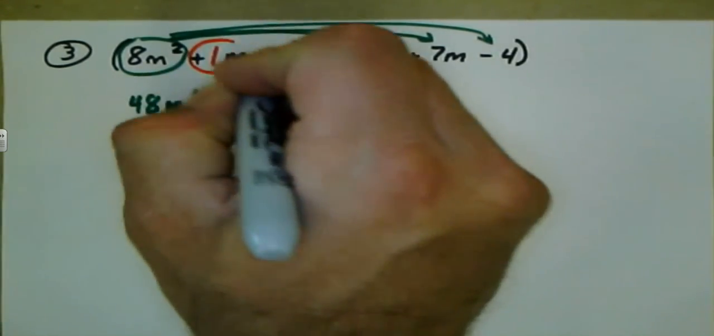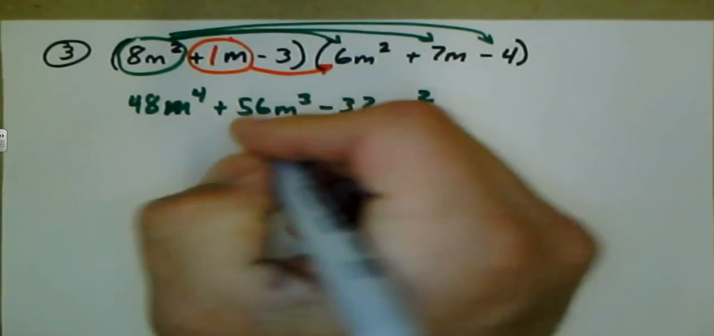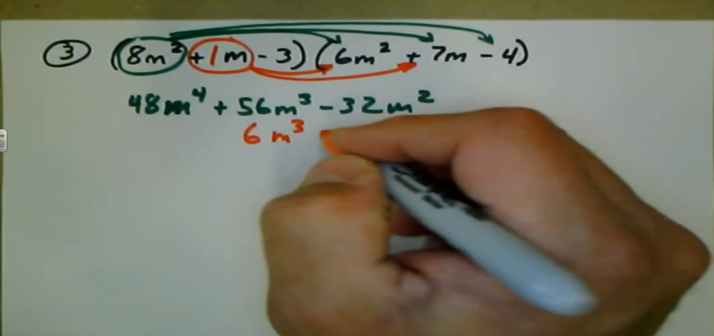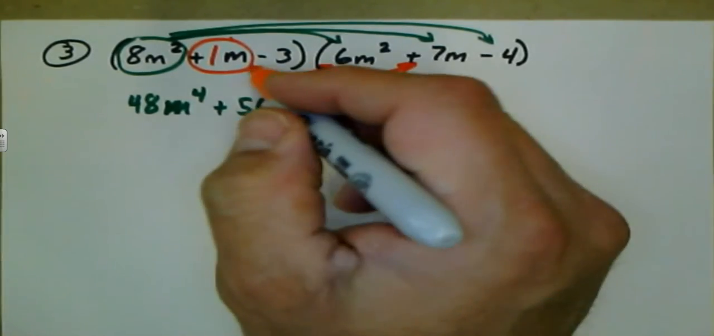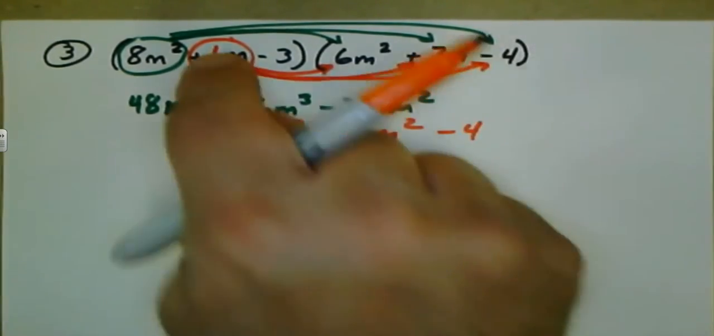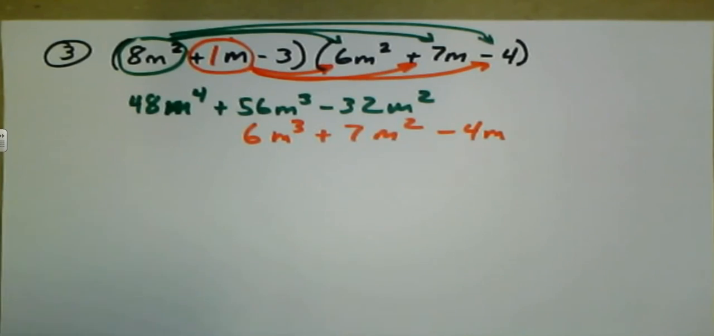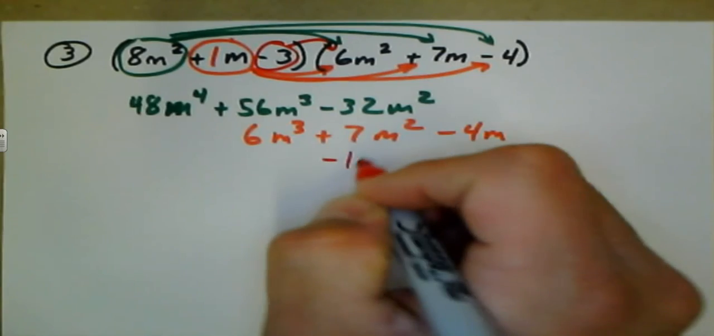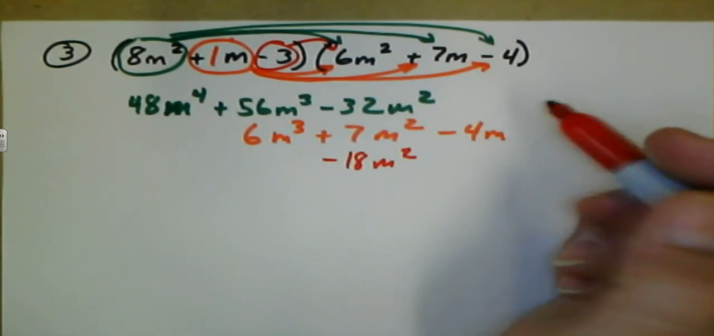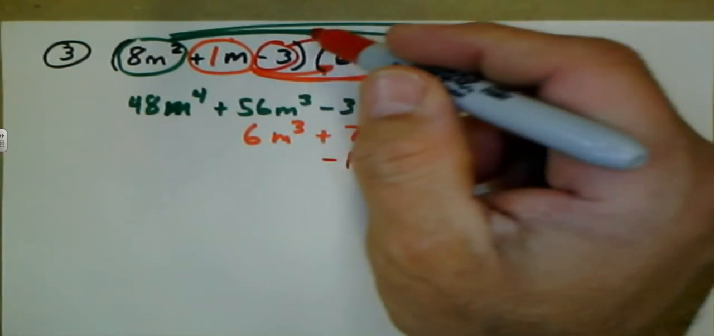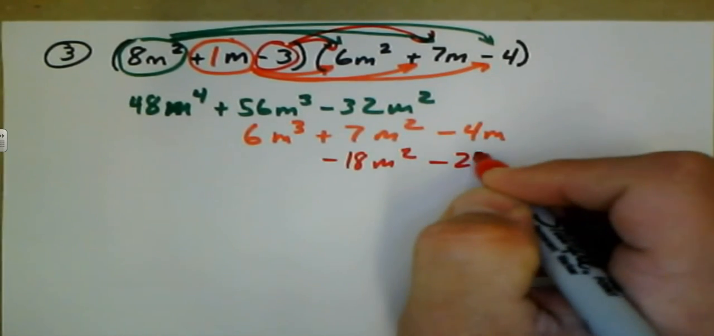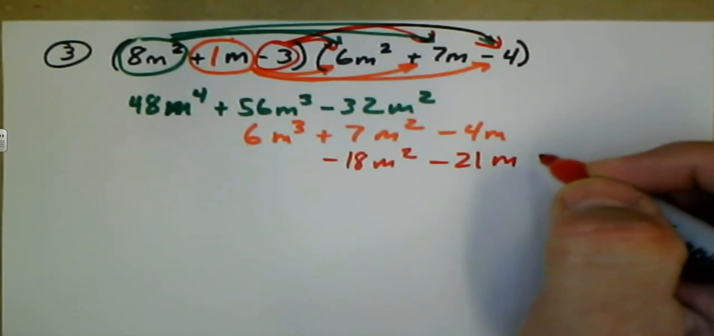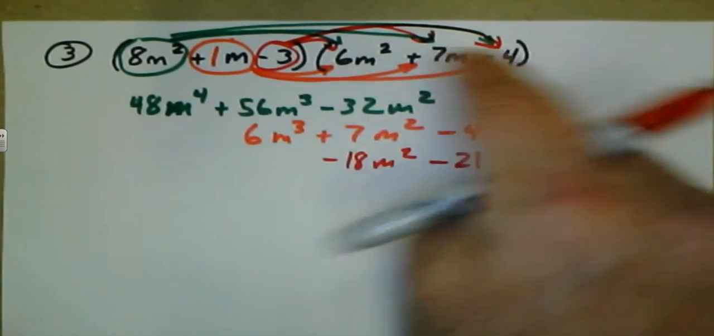That's a 1m there. I know somebody was confused on that the other day. 1 times 6 is 6. 1, 2, 3. That's 3 m's. 1 times 7 is 7 m to the 2nd. And 1 times negative 4 is negative 4, 1m. Negative 3 times 6, negative 18 m to the 2nd. 0 and 2 is 2. Negative 3 times 7, negative 21, just an m. And negative 3 times negative 4 is positive 12, no m's.